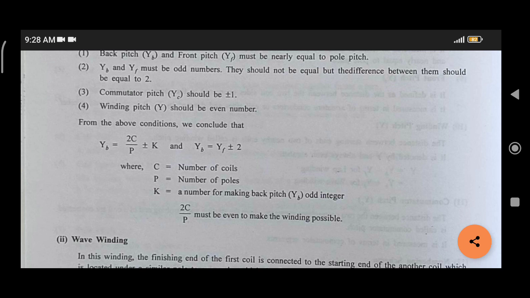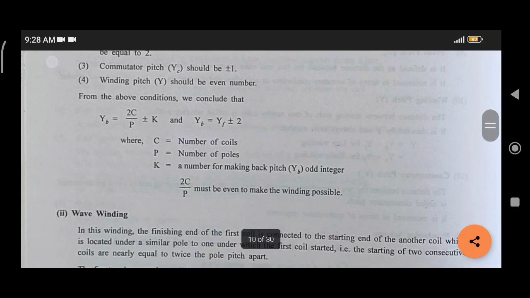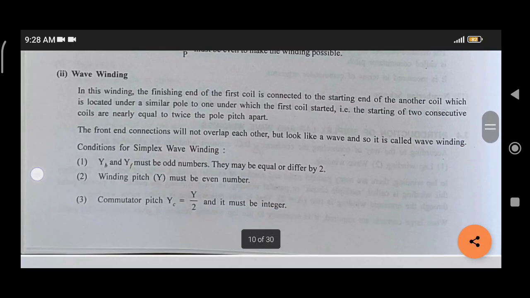Okay, so one condition is that 2C by P must be even in order to make the winding possible. Okay, so this is the condition for the simplex lap. And the next is the wave. So what is a wave winding?